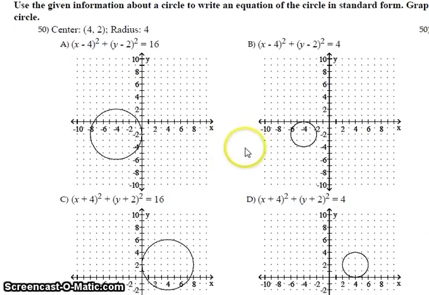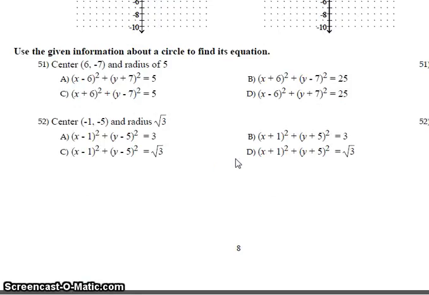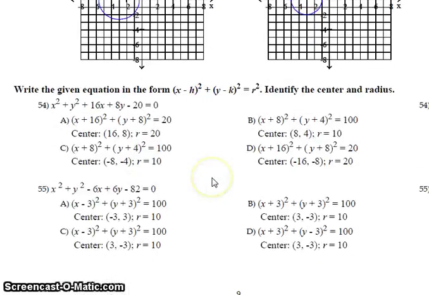This has got to be a very straightforward question right here. Remember, the radius over here is 4, okay? So be mindful. Okay, notice over here, radius is radical 3. Okay, some very straightforward questions here.